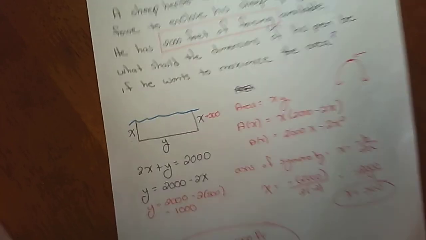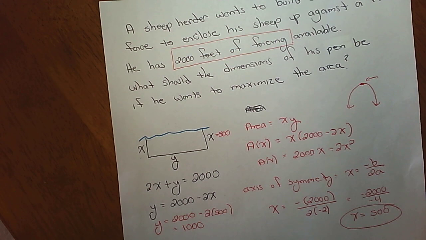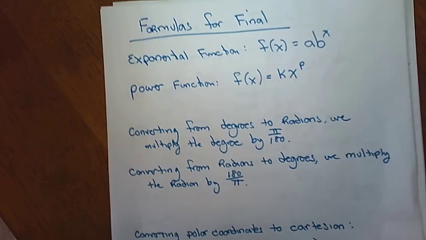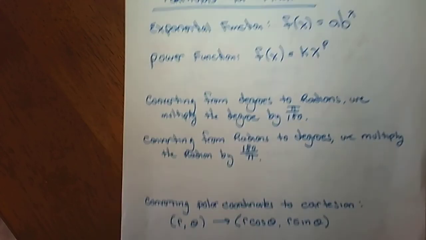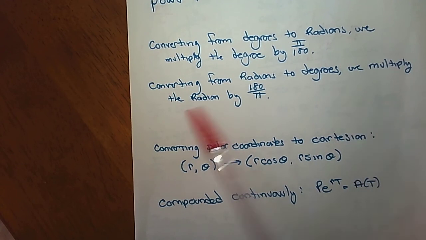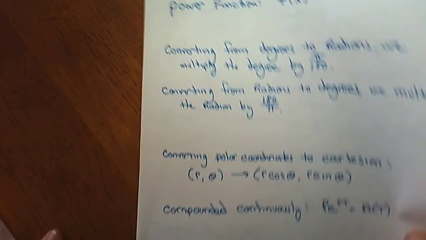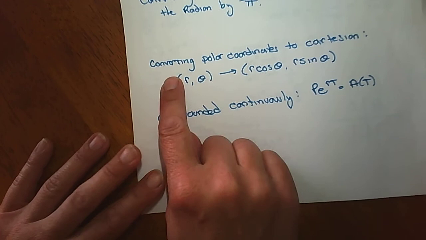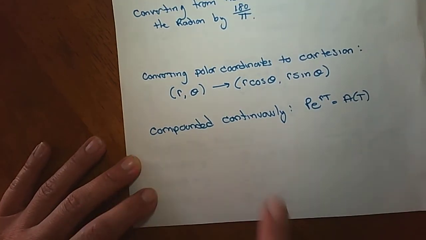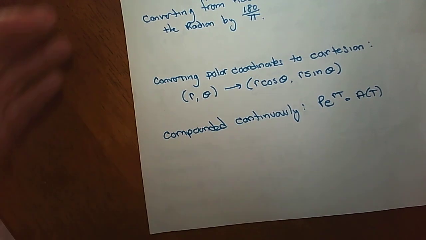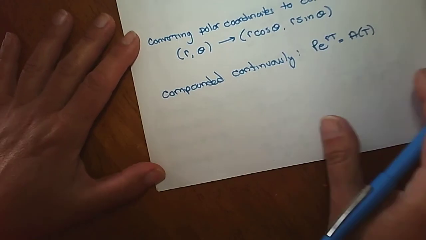All right. So you guys now have packet number 5 you should start working on. You should also start organizing your formula sheets, right? I was looking through it. These are the ones we've done so far: exponential functions, power functions, converting from radians to degrees, degrees to radians, converting polar coordinates to Cartesian, right? Compound. Oh, you know what we should put on here if it's not compound? Continuously. There's 2 other formulas.